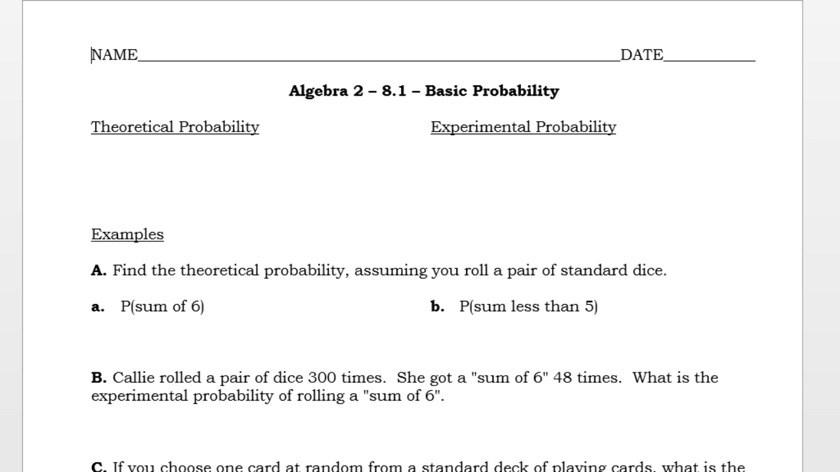Theoretical probability: all probability is given as a ratio, a percent, a decimal, or a fraction. It's the likelihood or the chance that something's going to happen. And so the theoretical probability is the number of ways to get a specific outcome over all the possible outcomes.